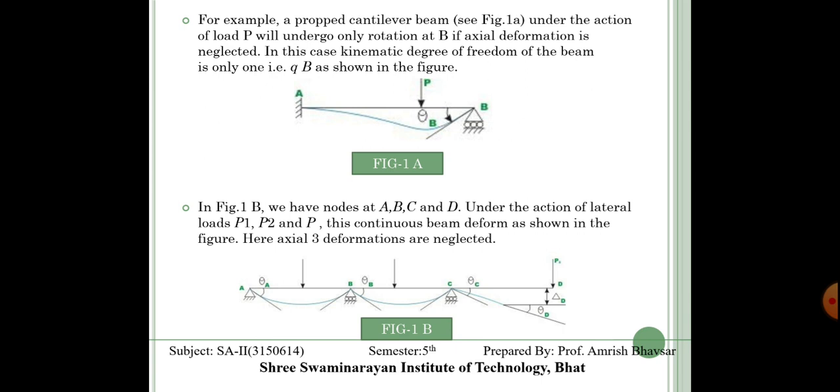In the second figure, we have nodes at A, B, C and D. Under the action of lateral loads P1, P2 and P, this continuous beam deforms as shown in the figure. Here again we are neglecting axial deformation.